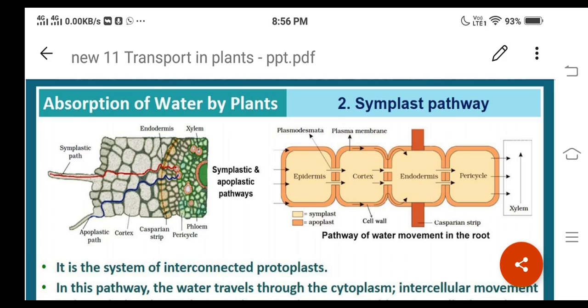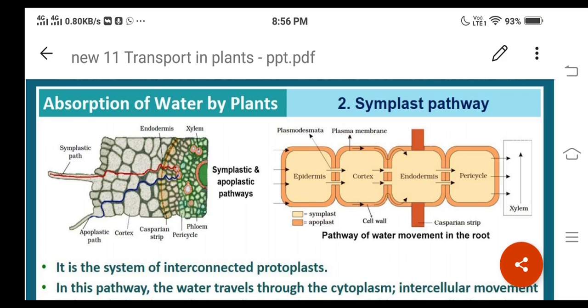Okay, throughout the plant, it means the protoplasmic connections will be present throughout the plant, from one cell to another, right? So we call it the symplastic system or pathway. Now, when compared to the apoplastic pathway, what is the difference here?